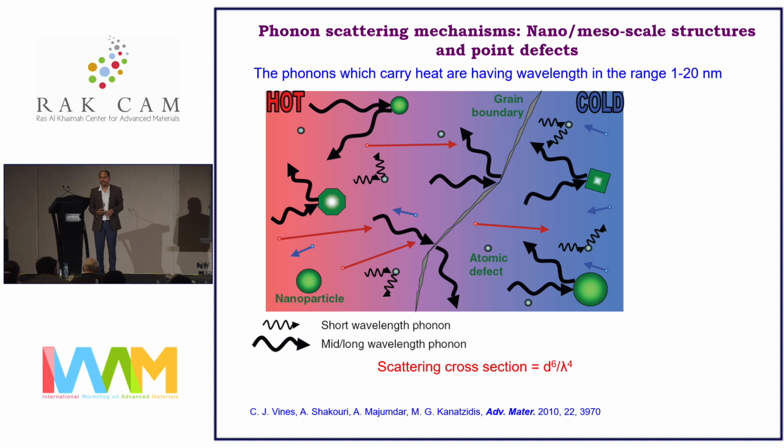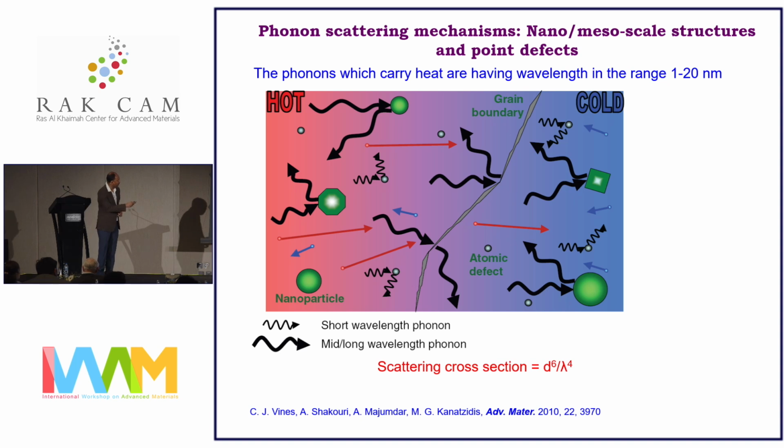Over the years, people have created microstructures and grain boundaries, but those scatter mesoscale or micron scale phonons, which are not so important for carrying heat in a solid. People have also tried solid solutions or point defects. Those scatter the very short length scale phonons, which have a mean free path in the angstrom range, and those are also not very important for carrying heat in conventional thermoelectric materials such as selenides and tellurides.